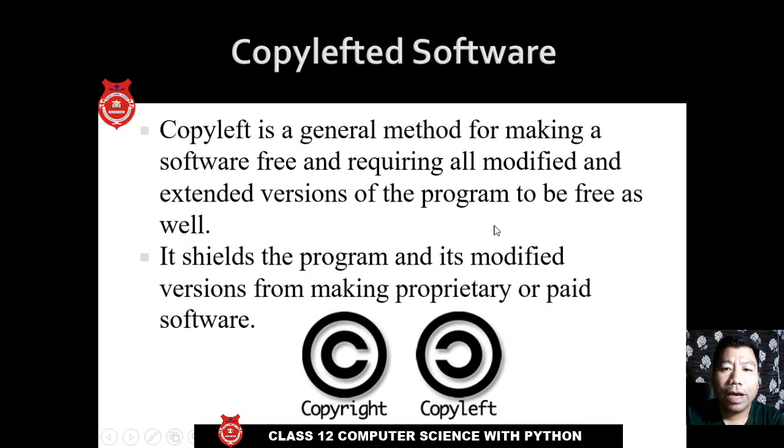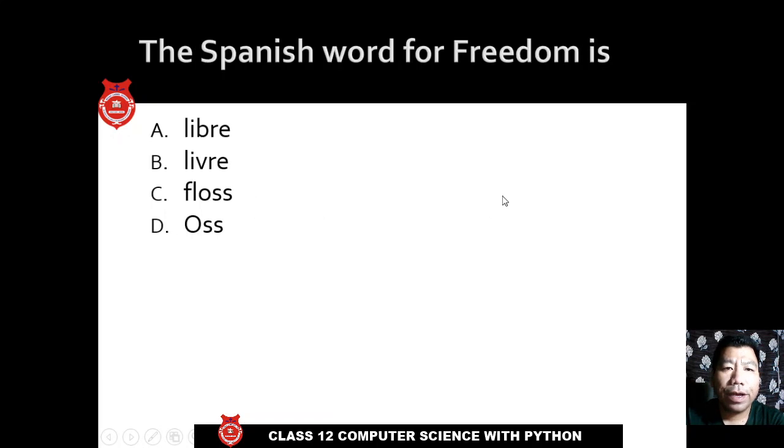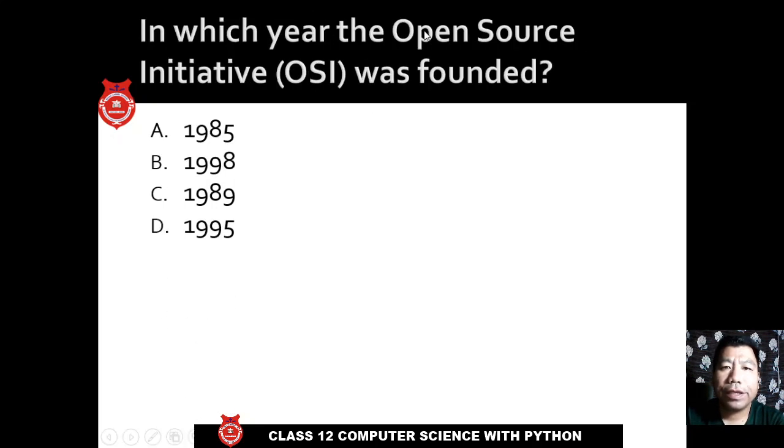All right. Let's see a quiz. How many freedoms are there in the Free Software Foundation? I think I made the question wrongly, so let's leave it. And the Spanish word for freedom is libre. Okay. And the Free Software Foundation was started in the year, I hope you know, 1985. And in which year was the Open Source Software Initiative founded? It is only in 1998.